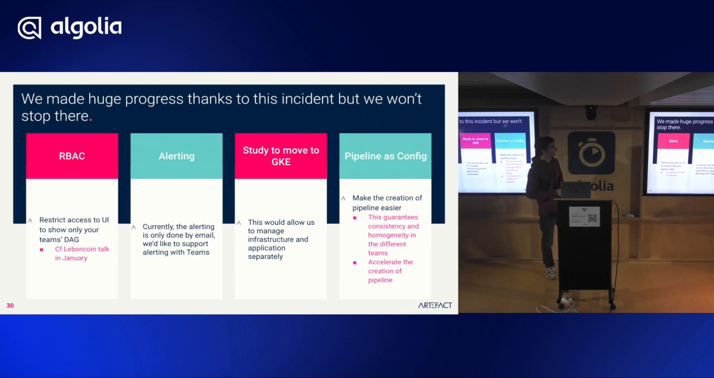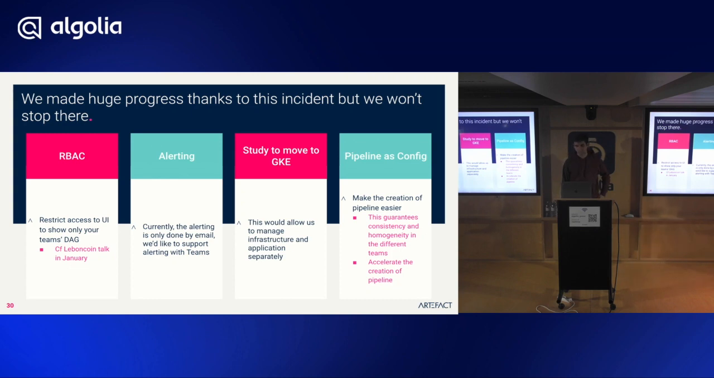Yeah, so we made huge progress thanks to this incident, just governance-wise and also performance-wise, because we have auto-scaling with Autopilot. And so we still have things that we want to do. So first, and this is a recurrent issue we have with Airflow, it's difficult for multi-tenancy. So for RBAC, we want to restrict access to the UI to show only your team's DAGs. And I'm going to point back to Benoît's talk in January. They're very explicit, so it's very useful for us. Also, alerting. We hate to receive emails saying a DAG failed. It's very painful. So we'd like to also support alerting with Teams and directly through ServiceNow, which is the ticketing.